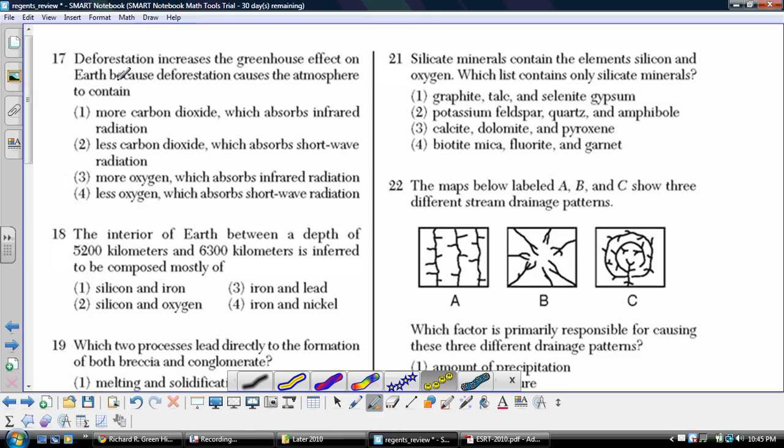Continue with page 3 here. We got question 17. Deforestation increases the greenhouse effect on Earth because deforestation causes the atmosphere to contain.